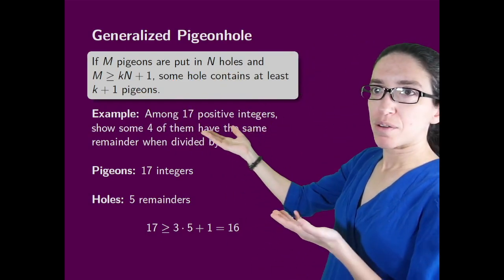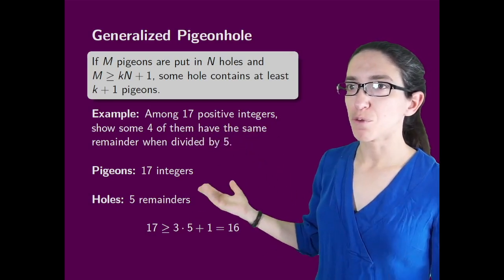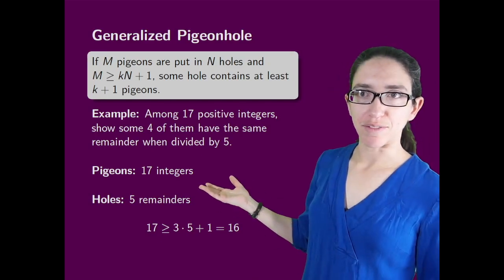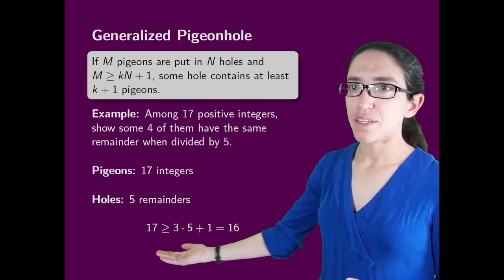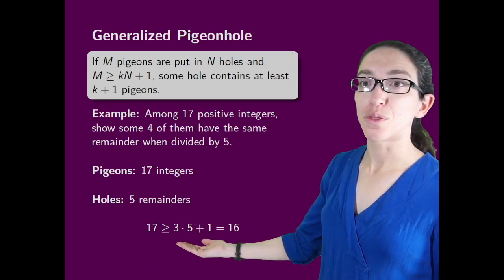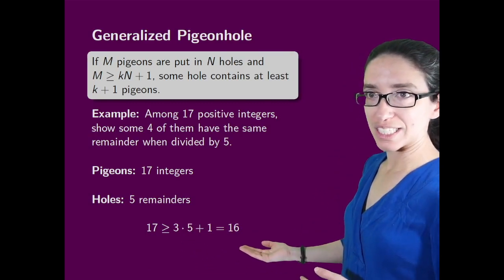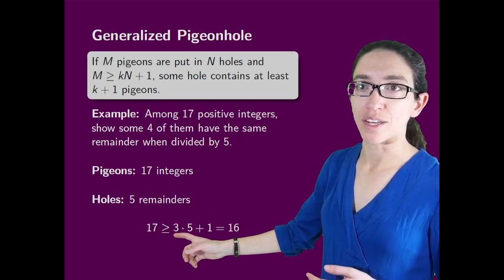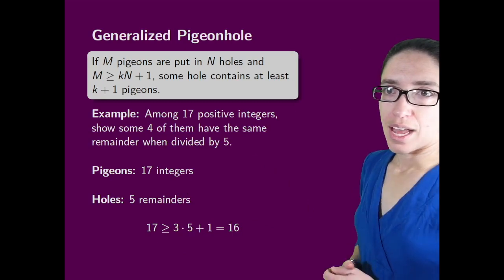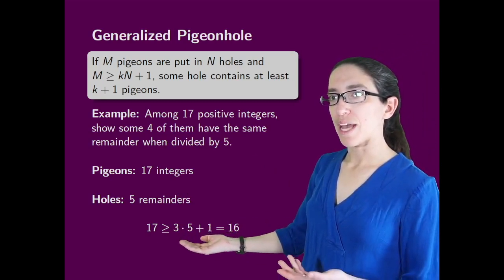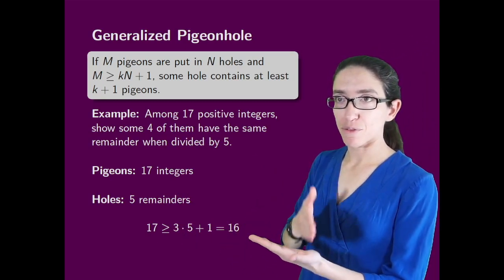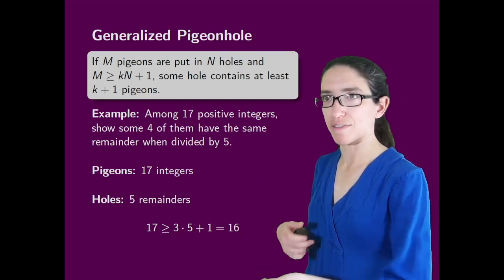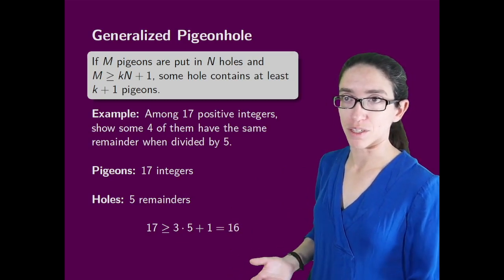As an example, among 17 positive integers, show some 4 of them have all the same remainder as each other when divided by 5. So again, the pigeons are 17 integers and the holes are 5 remainders, but 17 is bigger than or equal to 3 times 5 plus 1, which is 16. So some hole, some remainder, has to contain at least 3 plus 1, or 4, of these integers. And you can think of this intuitively by, if we had only 15 numbers, then we could have 3 in each remainder, and we wouldn't be forced to have 4. But as soon as we have 16 or 17, we're forced to have some remainder having 4 of the pigeons.